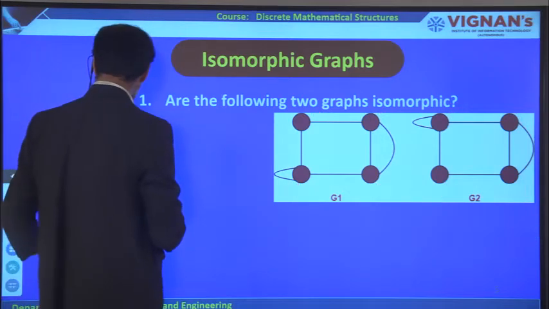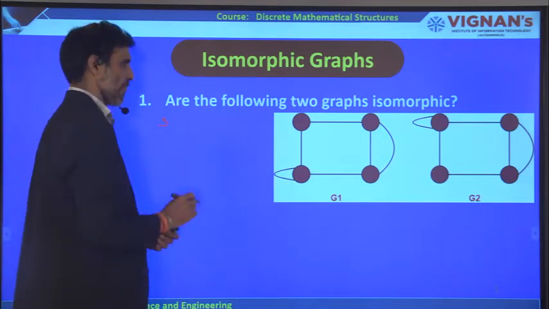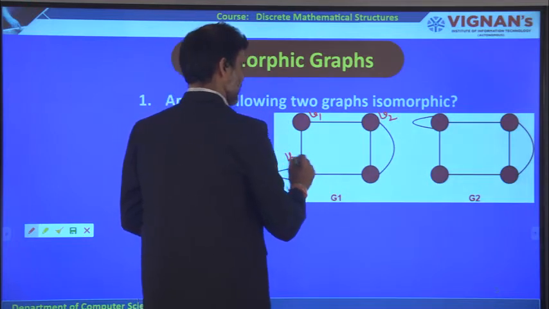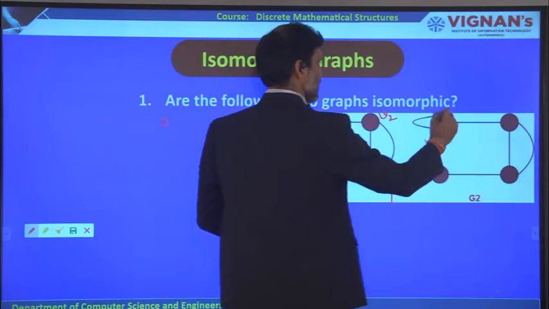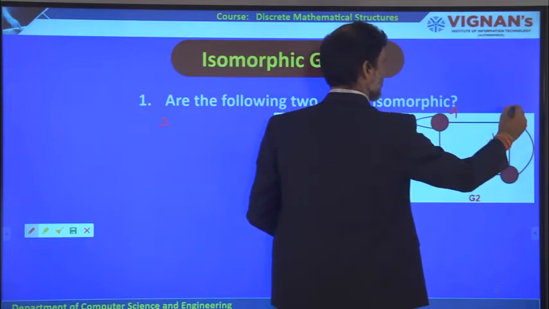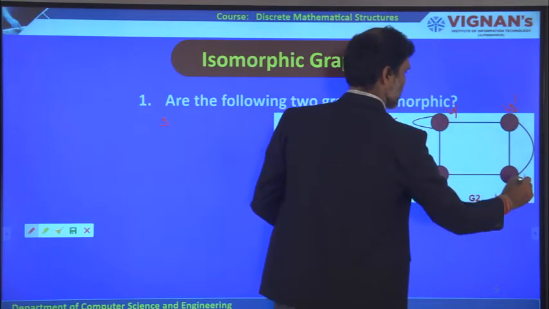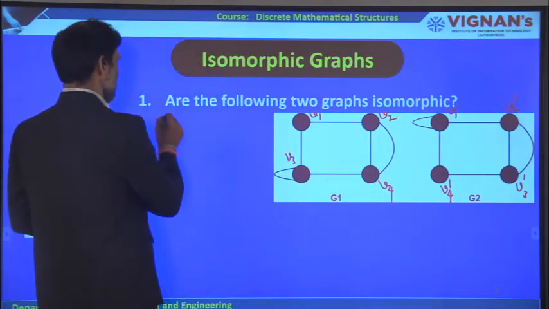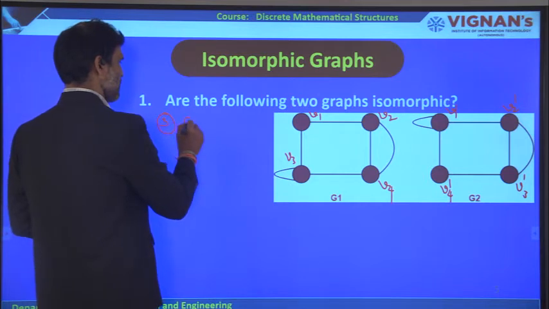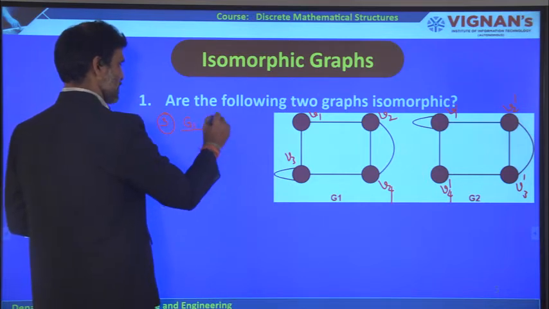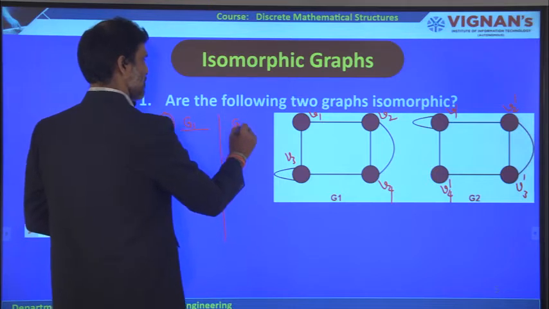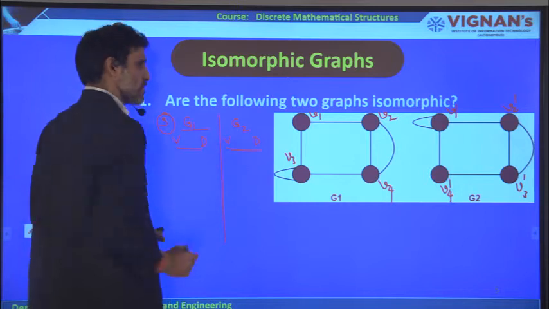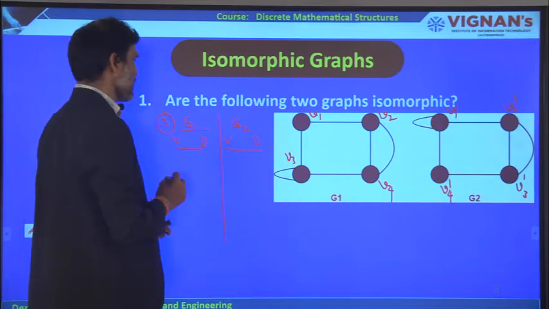What is the third condition? Degree sequence. So V1, you have to take V2 and then V3, V4. Similarly V1 dash, V2 dash, V3 dash, V4 dash. So in the third condition, for the first graph G1, you have to take like this. I am taking G1, and this is G2, here the vertex, here the degree, here the vertex and here the degree.